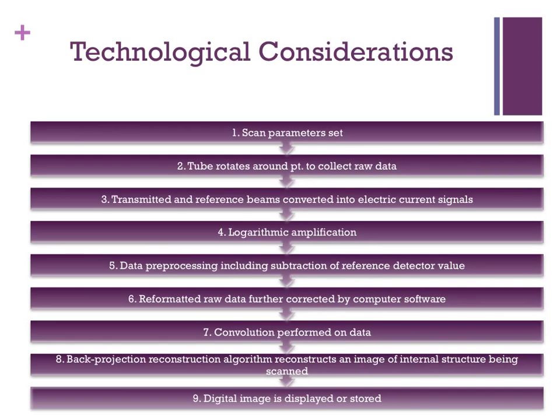Data preprocessing then occurs, including subtraction of the reference detector value. And then the reformatted raw data is further corrected by computer software. And then the convolution is performed on the data. And then the back projection reconstruction algorithm reconstructs an image of the internal structure being scanned. And then the digital image is finally displayed or stored.